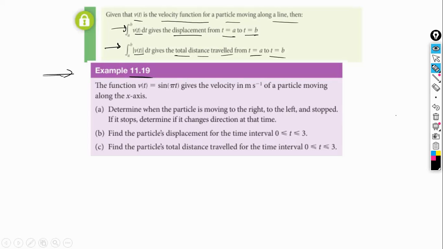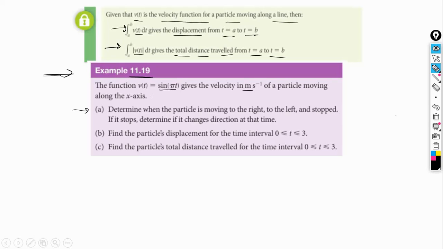So we're going to apply this in this example. And it says the function for velocity, v of t, is equal to sine of pi times t, gives the velocity in meters per second of a particle moving along the x-axis. Part A. Determine when the particle is moving to the right, to the left, and stopped. If it stops, determine if it changes direction at that time.